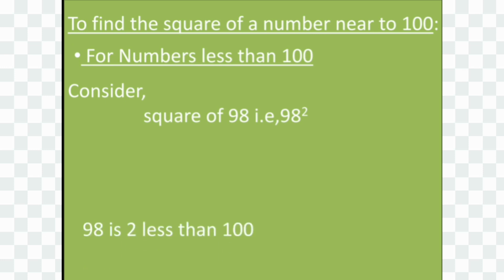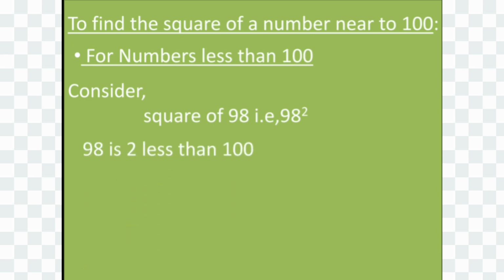So let's see. 98 is 2 less than 100. So we are going to write 98 square is equals to, we are going to subtract 98 minus 2. Why? Because 98 is 2 less than 100. So we are going to subtract 2 from 98. That is 98 minus 2. And we are separating with a pipe symbol, that is the line. And then we are writing 2 square.